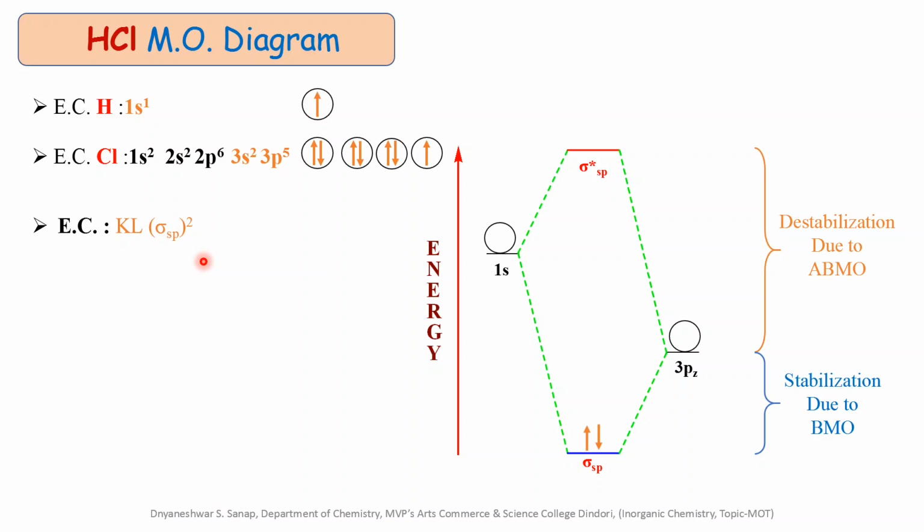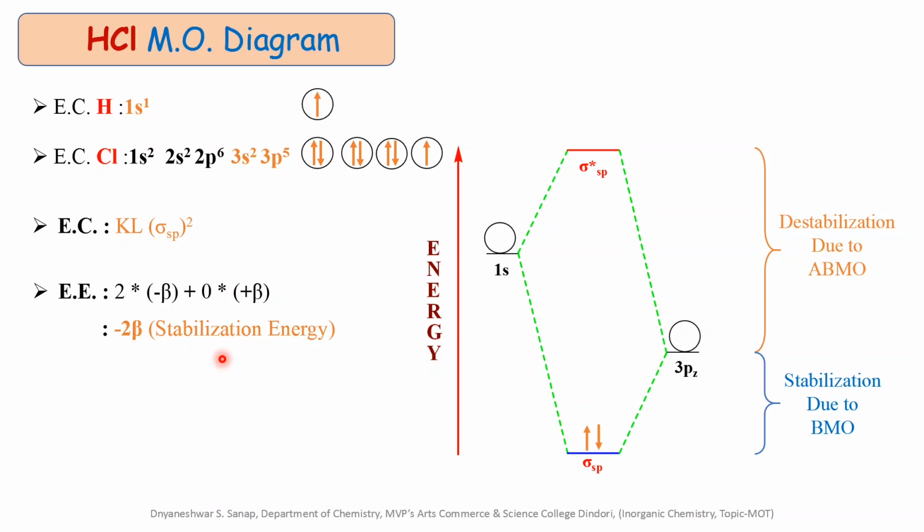The next important point is calculation of energy evolved during the formation of HCl molecule. Basically, the energy evolved during the formation of any kind of molecule is calculated using the formula: number of electrons in bonding molecular orbital into minus beta, plus number of electrons in antibonding molecular orbital into plus beta. There are only 2 electrons present in the bonding molecular orbital, so we get the equation 2 into minus beta plus 0 into plus beta. After solving this equation, we get the value of minus 2 beta, which is the stabilization energy or the energy evolved during the formation of HCl molecule.